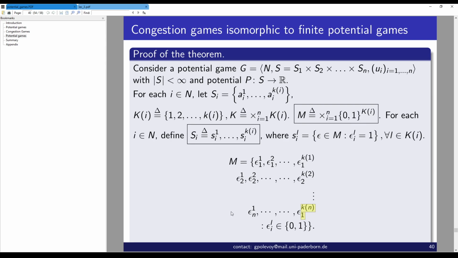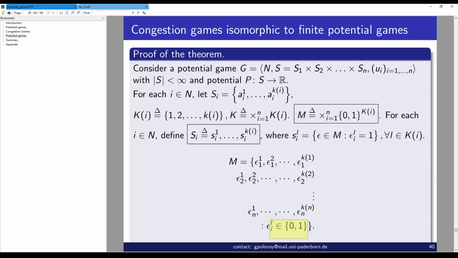And that's in the superscript, it goes from 1 to k of n. Okay, now it's epsilon n. So for each player i, you have a vector of length k of i, and that's a binary vector. Those epsilons are all in the set {0, 1}. And that is our facility set in the congestion game we are constructing.